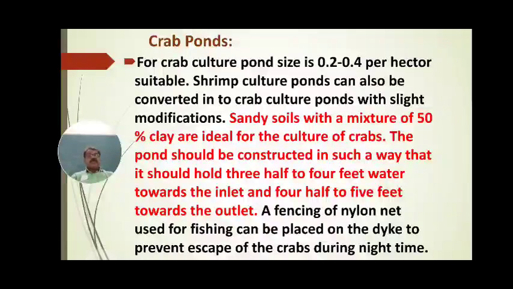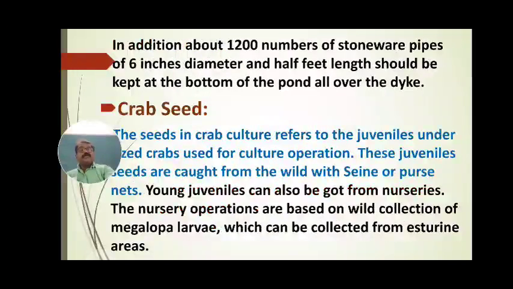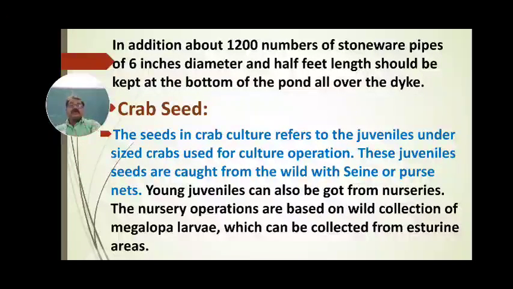A fencing of bamboo poles or wooden poles, as used for fishing, can be placed on the dike to prevent escape of the crabs during the night time. These crabs are likely to walk out of the ponds. To avoid this, fencing with nylon net is to be done, either with iron sticks or iron string or iron netting. It is to be fixed at the time of netting. Then these crabs do not escape from these ponds or from these culture systems.